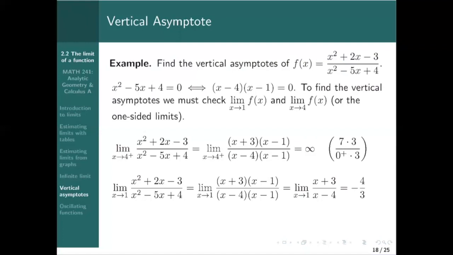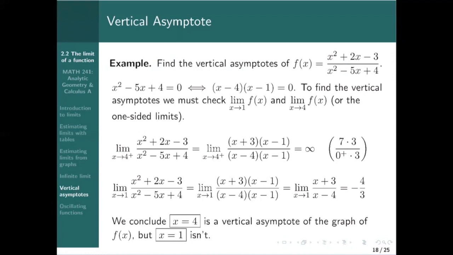Well, notice that the limit of the function as x goes to 4 from the right is infinity. So x equals 4 is going to be a vertical asymptote. But the limit of the function as x goes to 1 is equal to minus 4 over 3. So the one-sided limits are going to also be equal to minus 4 over 3. So none of those are going to be equal to plus or minus infinity. So x equals 1 is not going to be a vertical asymptote. So the conclusion is that x equals 4 is a vertical asymptote, but x equals 1 is not.